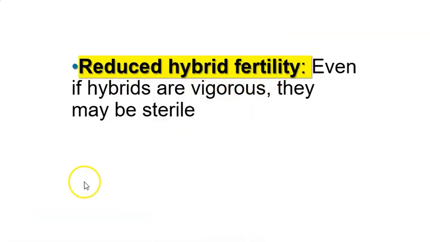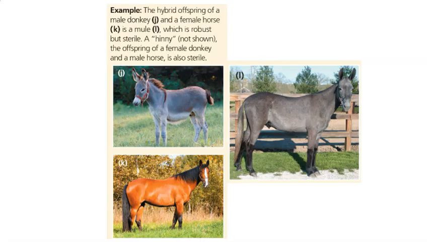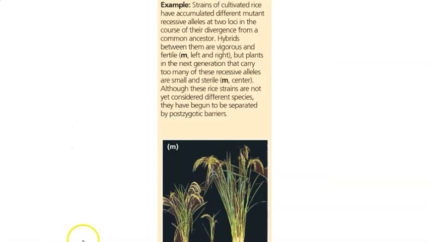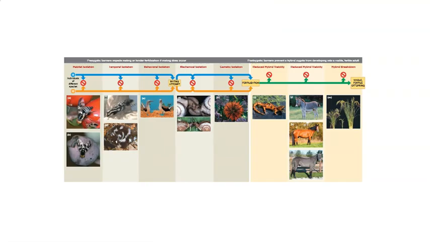Reduced hybrid fertility. These hybrids are strong, but they are sterile. The most famous example in science is the mule. Okay, strong, very strong, infertile though. Hybrid breakdown. Some first generation hybrids are fertile, but as time progresses, they're feeble or sterile. This can be seen in this cultivated rice. So species 1, species 2, generation 1, generation 2, generation 3, weak, very weak. And there they all are lined up right there, the different ones.